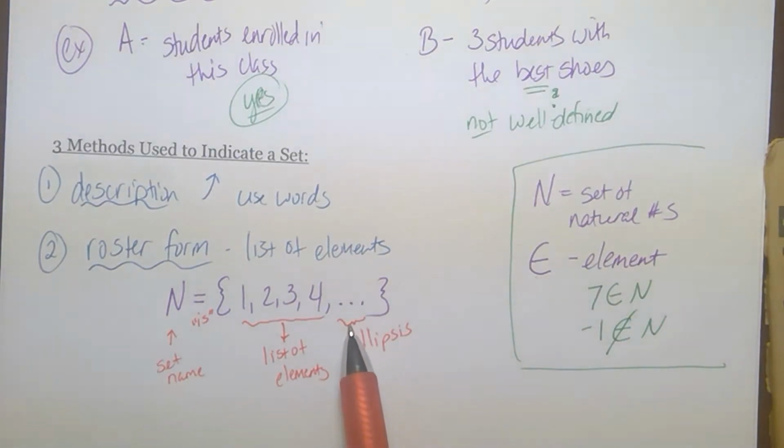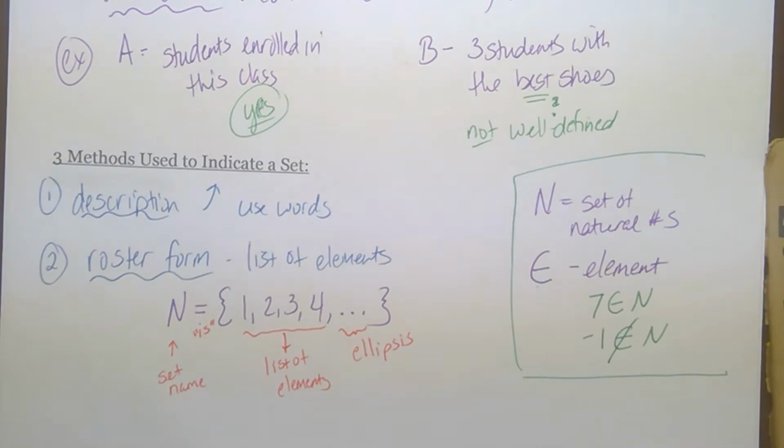Now the ellipsis does not have to come at the end. It could come at the beginning or it could be in the middle. But that ellipsis just says we keep going here. Okay, so 3 methods used to indicate a set.